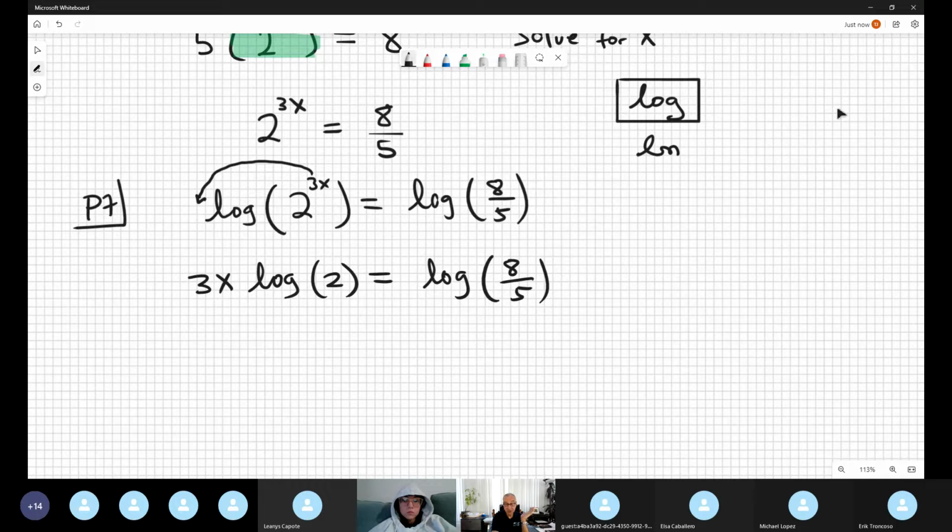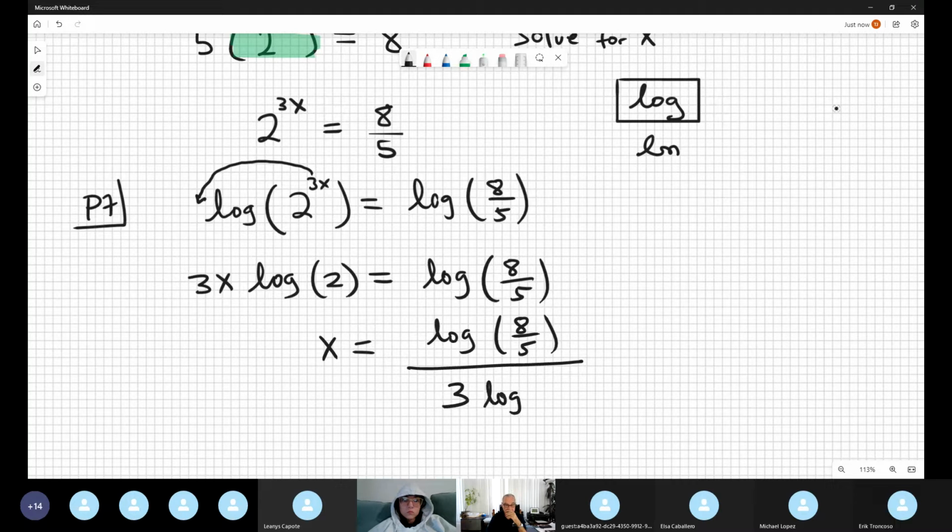And we can compute it with a calculator, of course. Now, finally, to solve for x, you divide both sides by 3 log 2. So we have x is equal to log of a over 5 divided by 3 times log of 2. So far, do you follow me? Yes.